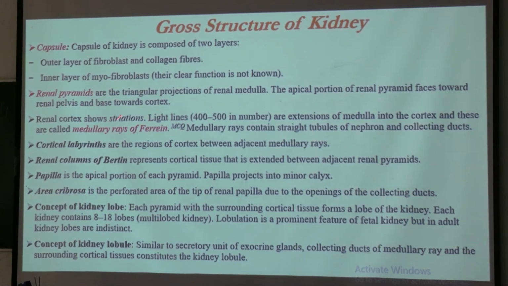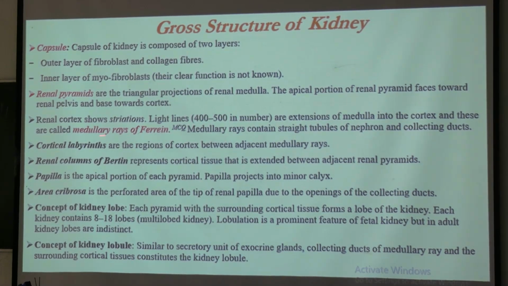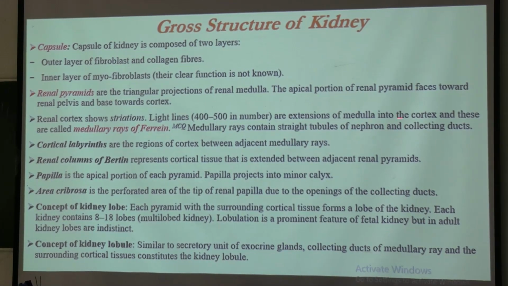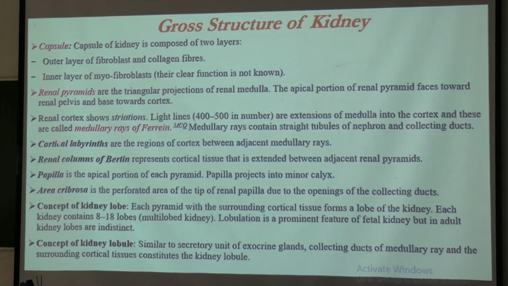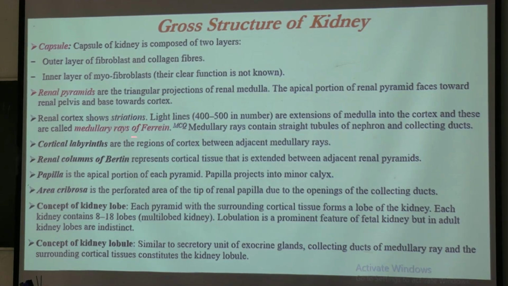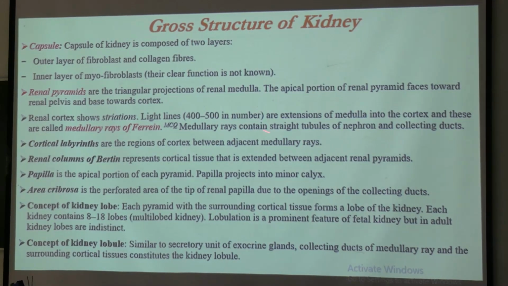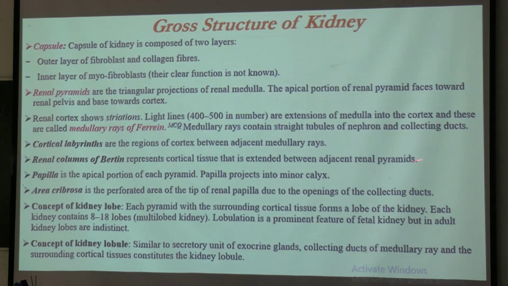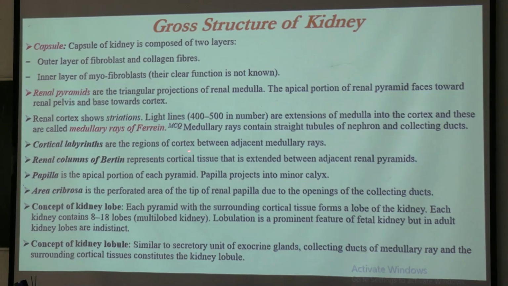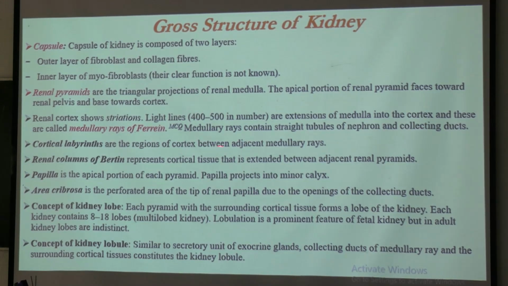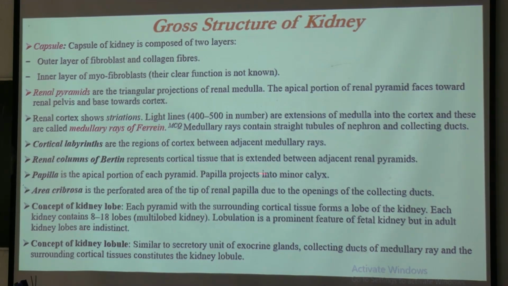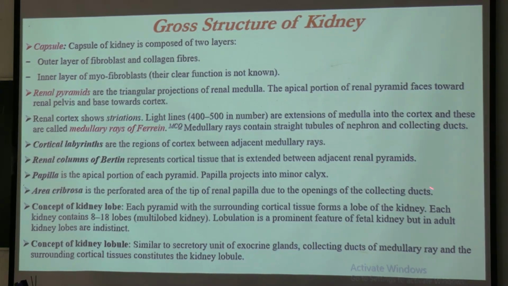The renal cortex shows striations. Light lines are there, which are 400 to 500 in number. They are extensions of the medulla into the cortex, and these are called the medullary rays of Ferrein. Medullary rays contain straight tubules of the nephron and collecting ducts. Cortical labyrinths are the regions of the cortex between the adjacent medullary rays. Renal columns of Bertin represent cortical tissue that extends between the adjacent renal pyramids.